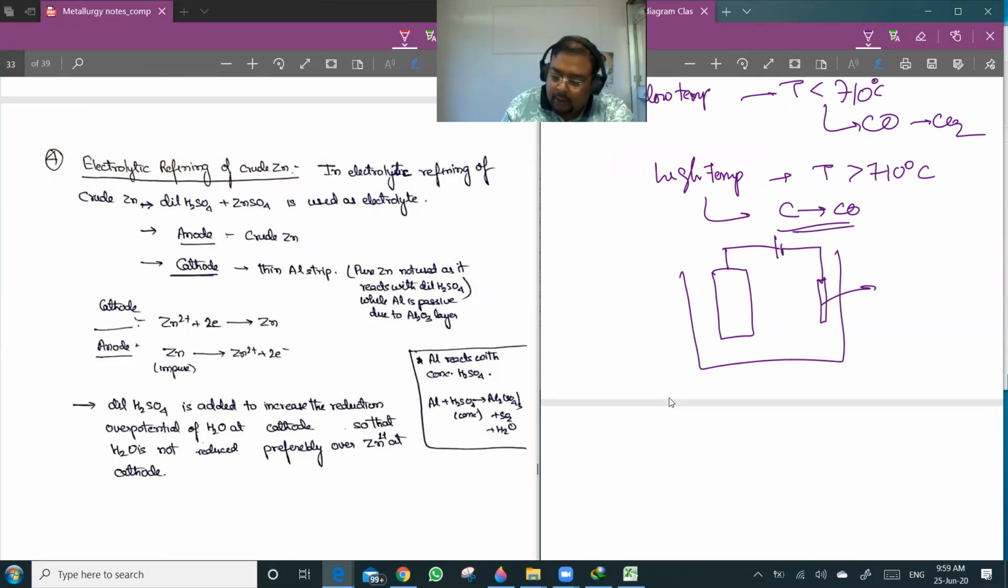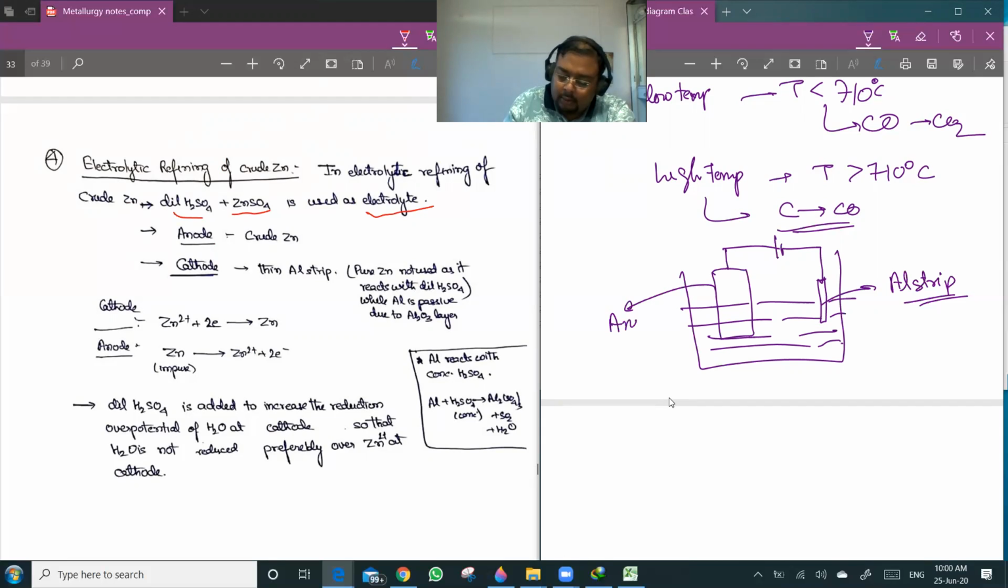Sorry, in this case we'll be taking an aluminum strip instead of zinc, because pure zinc has a tendency to react with dilute H2SO4, which we are using as electrolyte. We are using dilute H2SO4 plus ZnSO4 as electrolyte here. This is the anode, which is impure zinc. The aluminum strip is the cathode. Aluminum will not react with dilute H2SO4 because of passivation; it has a protective Al2O3 layer.